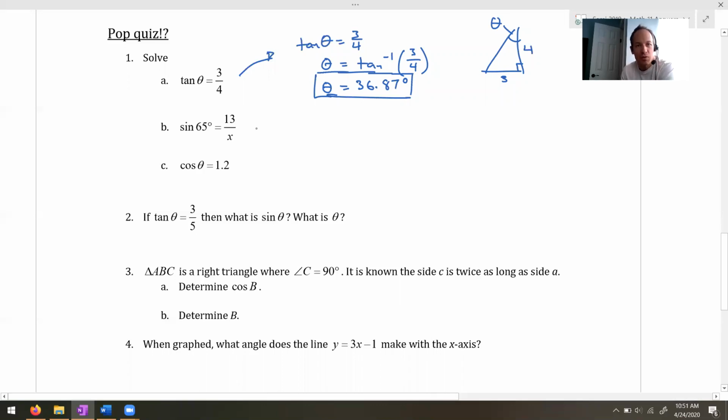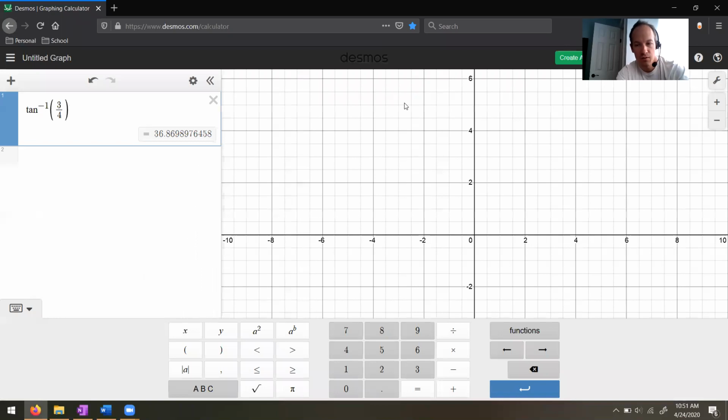Okay, this next question, I'm going to do the little switcheroo. So I'm going to go straight to x is equal to 13 over sine of 65, and that's going to give me, let's see, what's 13 divided by sine of 65? 13 divided by sine 65, and I get 14.34.